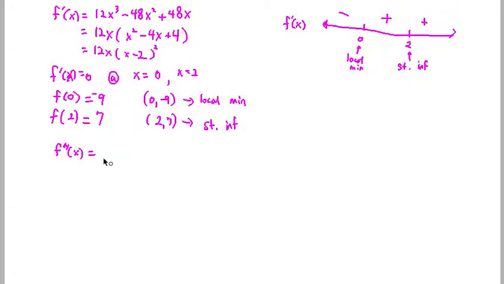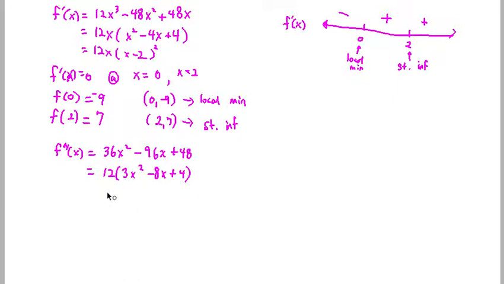Well, f double prime of x, if I derive this, will end up being 36x squared minus 96x plus 48. Okay, and now I can again factor out a 12, and if I factor out a 12 from each of these terms, I get 3x squared minus 8x plus 4.